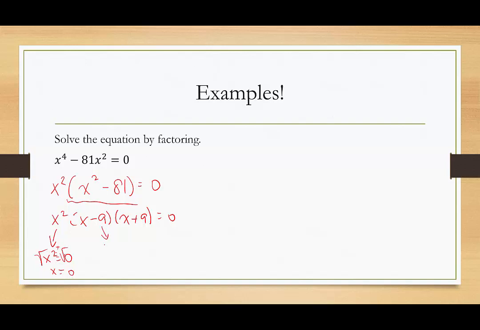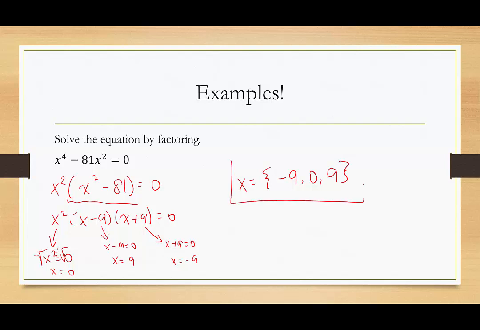Then here, we're going to say x minus 9 could be 0, in which case x is equal to 9 when we add 9 to both sides. Here, we get x plus 9 is equal to 0. Subtract 9 from both sides and we get minus 9. So in this example, we have three solutions. One is minus 9, one is 0, and one is 9.